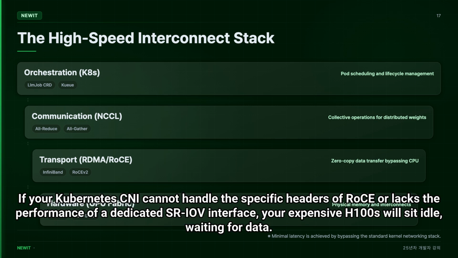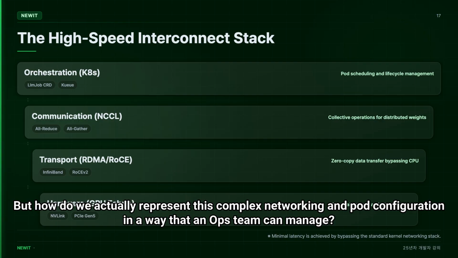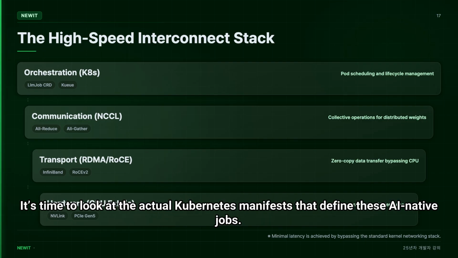If your Kubernetes CNI cannot handle the specific headers of RoCE or lacks the performance of a dedicated SR-IOV interface, your expensive H800s will sit idle, waiting for data. But how do we actually represent this complex networking and pod configuration in a way that an ops team can manage? It's time to look at the actual Kubernetes manifests that define these AI-native jobs.